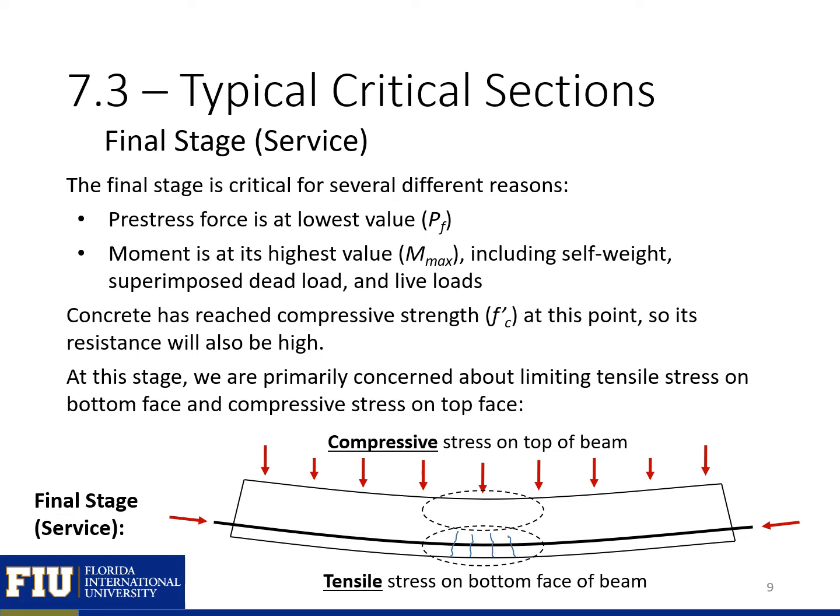During our final stage or in service, our pre-stressing force is going to have its lowest value because of all the pre-stress losses, and our moment's going to have the highest value because we're including self-weight, superimposed dead load, and all of our live loads. So because of this, typically the tension stress on the bottom face of the beam at midspan is going to control, but we still need to check all of our top fiber and bottom fiber stresses along the length of the beam to satisfy our design.